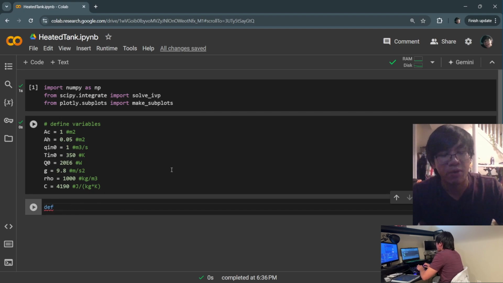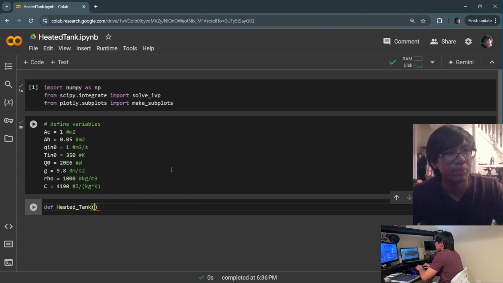Go ahead and define our right hand side. Well, do we want to call it right hand side? Let's just call it the heated tank. I mean, technically, the right hand side will be for both components. So I don't know, heated tank, I guess. And then define our parameters.